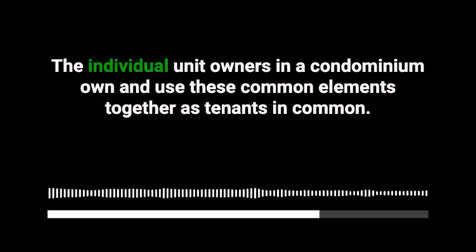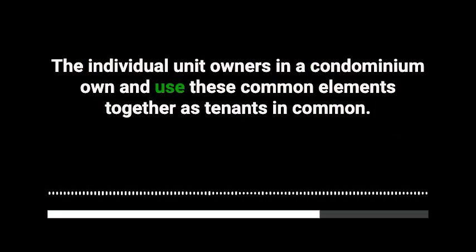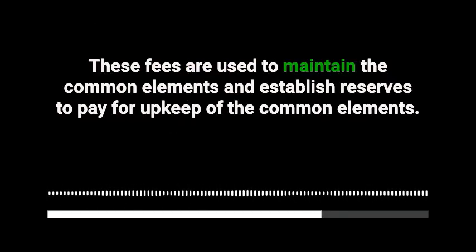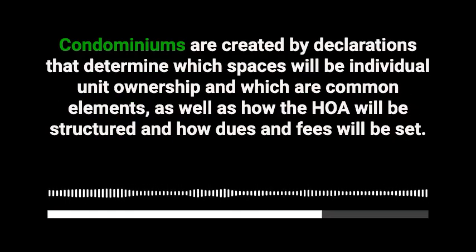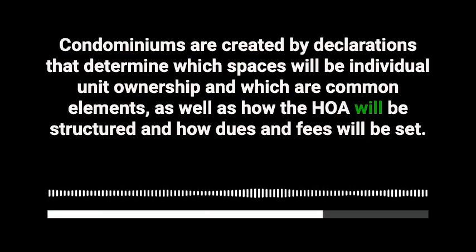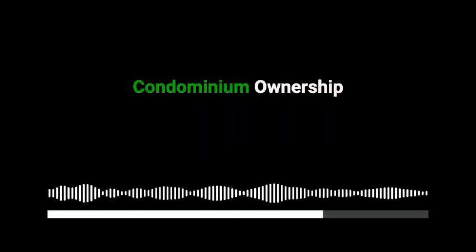in the complex. The individual unit owners in a condominium own and use these common elements together as tenants in common. The individual unit owners pay their own separate property taxes and mortgage payments and typically belong to an owners association that manages the common elements of the condominium complex and determines the homeowners association dues or fees. These fees are used to maintain the common elements and establish reserves to pay for upkeep of the common elements. Condominiums are created by declarations that determine which spaces will be individual unit ownership and which are common elements, as well as how the HOA will be structured and how dues and fees will be set. Condominium ownership.